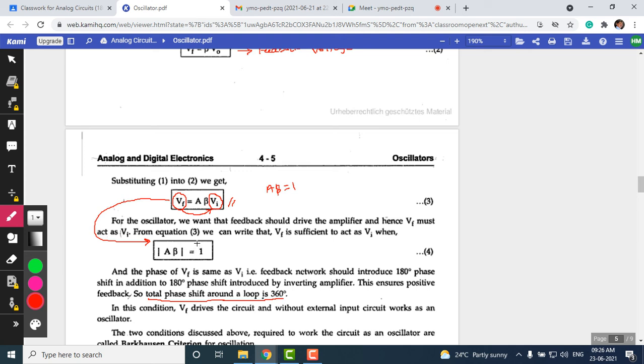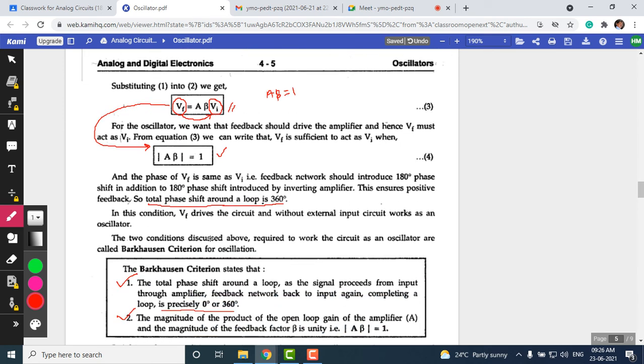In the oscillator circuit, if the loop gain is made equal to unity, then the feedback signal is sufficient to drive the amplifier input. So the input signal is not required at all; the feedback itself will drive the amplifier input. This happens only when A beta is equal to 1. Another important thing is that the phase of the feedback signal should be the same as the input signal. These are the two things required for the oscillator circuit to produce oscillations.